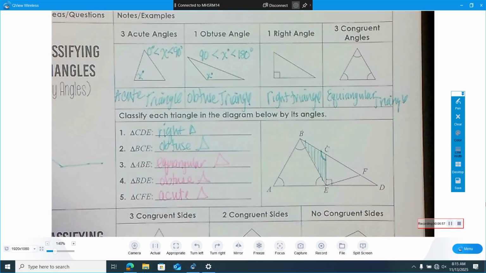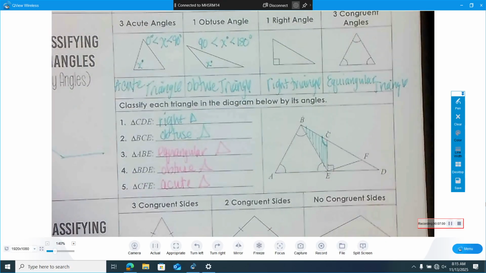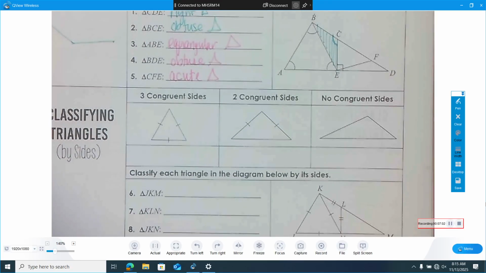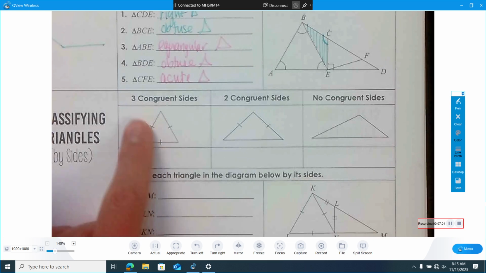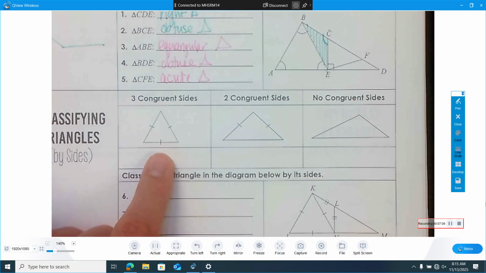Okay, so not only can we classify triangles by the angles, we can also classify triangles by their sides. And so here we have a triangle marked with 3 congruent sides. What do you call that?